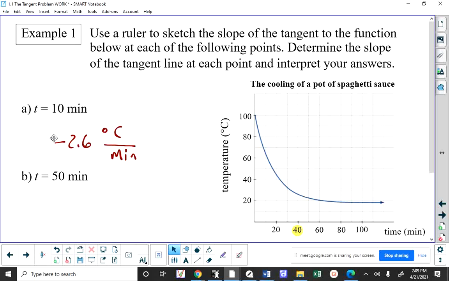So what does that mean? That means at that instant in time, and I want to talk about this is an instantaneous rate of change, but there's something we need to understand. At that instant in time, the temperature is decreasing at 2.6 degrees Celsius per minute. And some people are bothered by that statement because a minute is not an instant in time, right?